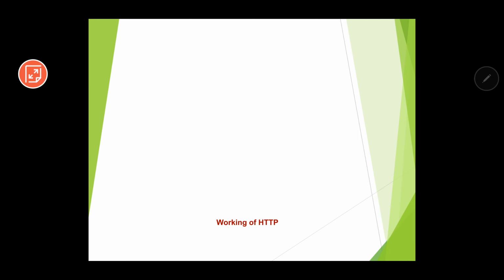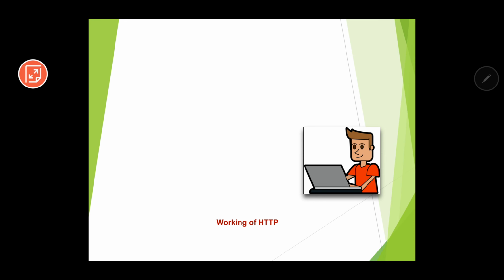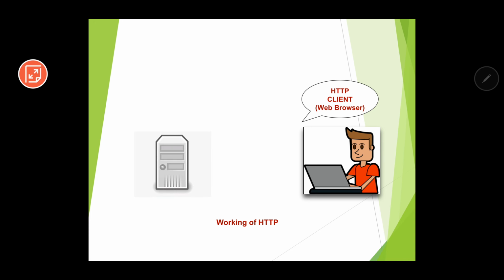Let us try to understand the working of HTTP with the help of an animated example. Let's say we have a client, and this is the client. This is the HTTP client. The client is the web browser. For communicating with the internet, you cannot use any other software. You have to use software known as a web browser. It is used to communicate with the internet. Then we'll have a server. It is known as the HTTP server or the web server.